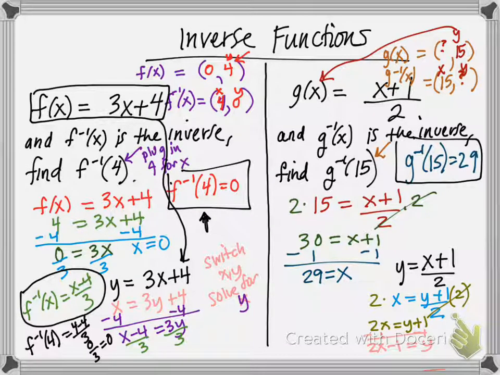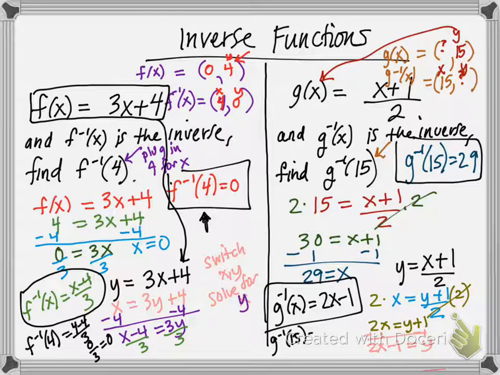So the inverse, g inverse of x, is equal to 2x minus 1. So if this is my inverse and I want to find g inverse of 15, that's saying plug in 15 for x. So if I plug in 15 for x, I would have 2 times 15 minus 1, which is 30 minus 1, which is the same as 29.